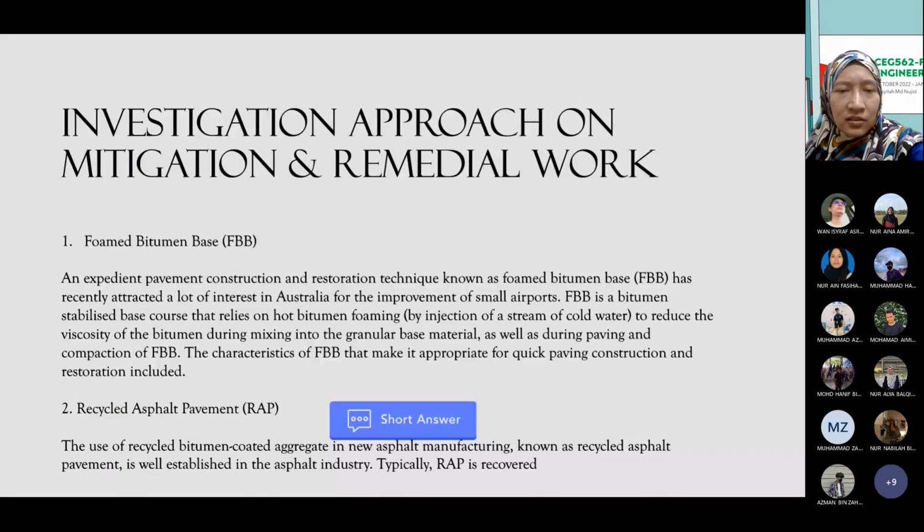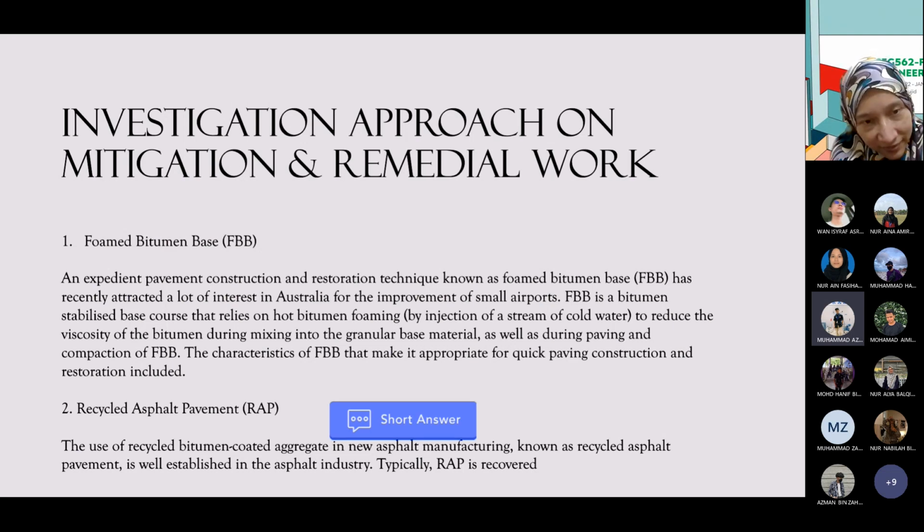Okay, who's going to present on this slide? Investigation approach on mitigation and remedial work. Okay, FBB. Assalamualaikum. Yeah, I'm going to present about the investigation approach and remedial work mitigation plan.